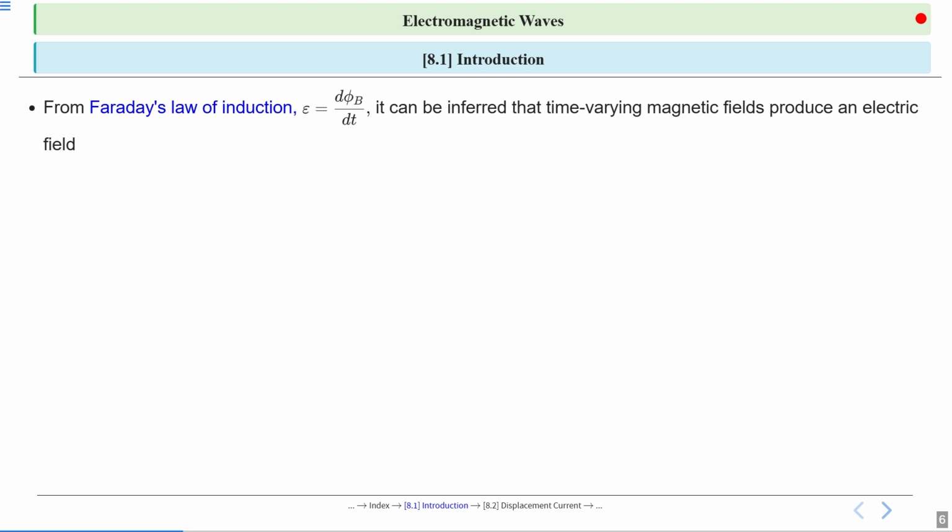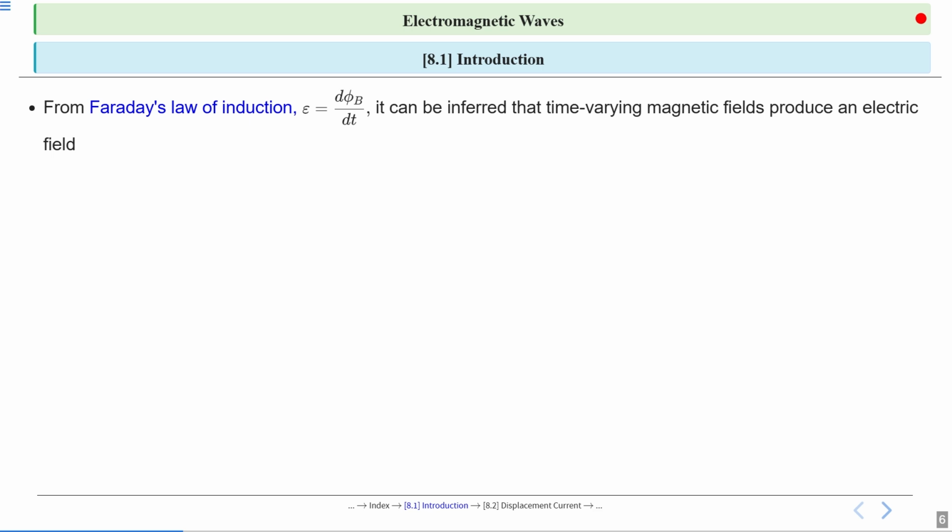From Faraday's law, which we discussed in electromagnetic induction, the EMF induced is equal to d phi B upon dt, meaning the rate of change of magnetic flux with respect to time. We have taken only the magnitude. Faraday only gave the magnitude of the induced EMF, and the direction or polarity of the induced EMF was given by Lenz's law. Collectively it was called Faraday-Lenz law: epsilon equals minus d phi B upon dt.